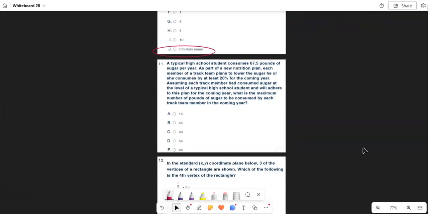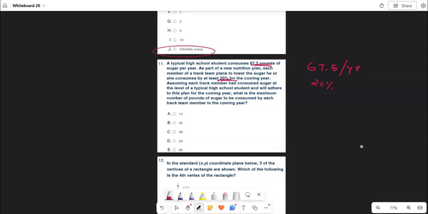A typical high school student consumes 67.5 pounds of sugar per year. As part of a new nutrition plan, each member of a track team plans to lower the sugar he or she consumes by at least 20% for the coming year.